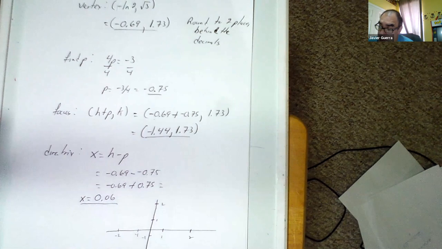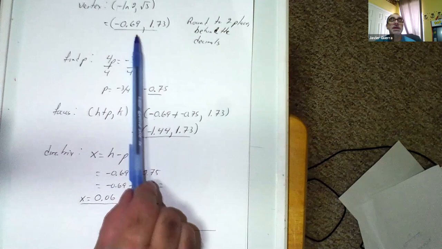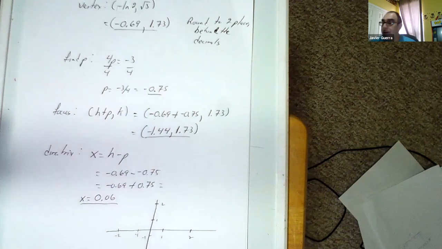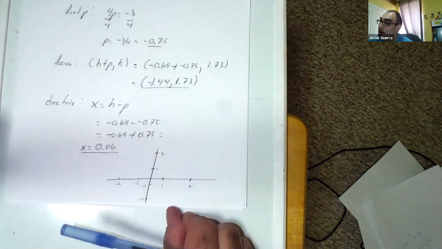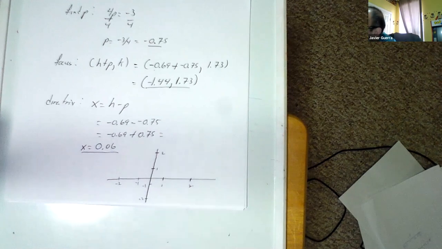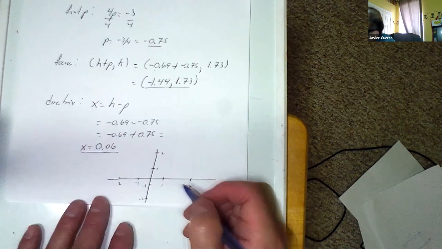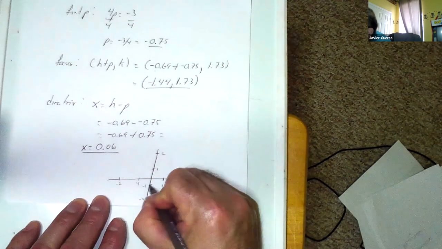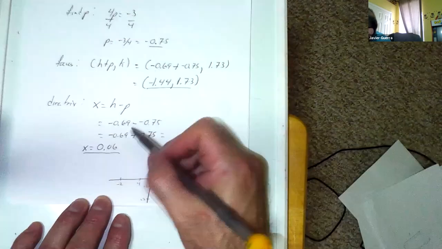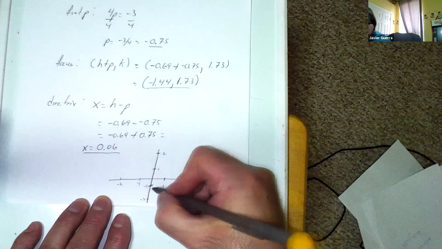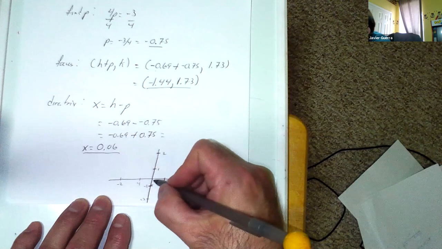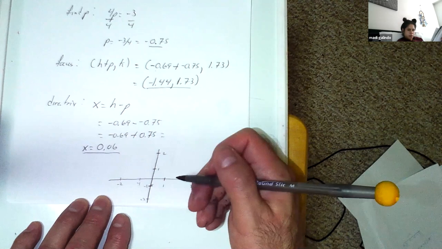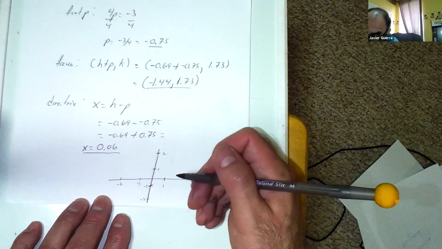Okay, so the first one is my vertex. So it has to go negative 0.69 and 1.73, right? So on my grid, negative 0.69. Is it closer to negative 1 or is it closer to 0? Because I might have to approximate this. Yeah, it's closer to negative 1, right? So I'm going to just put my dot.